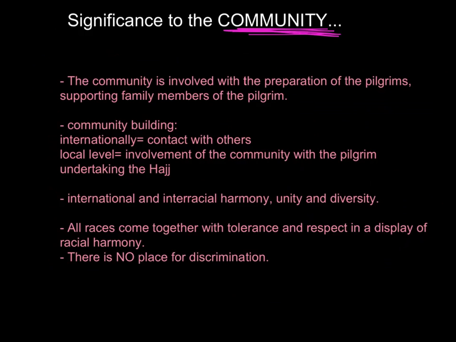The witness to the international and interracial harmony which is integral to the Hajj also impacts the Muslim community. Muslims gather from all corners of the world to undertake the Hajj, and in their coming together they provide a powerful witness to both the unity and diversity of the Muslim community throughout the world. The witness to the diversity of Islam is in the way in which all races and nationalities can come together with tolerance and respect in a display of racial harmony. In Islam, there is no place for discrimination on the basis of race, and the Hajj provides a powerful witness to this fundamental element of Islam.